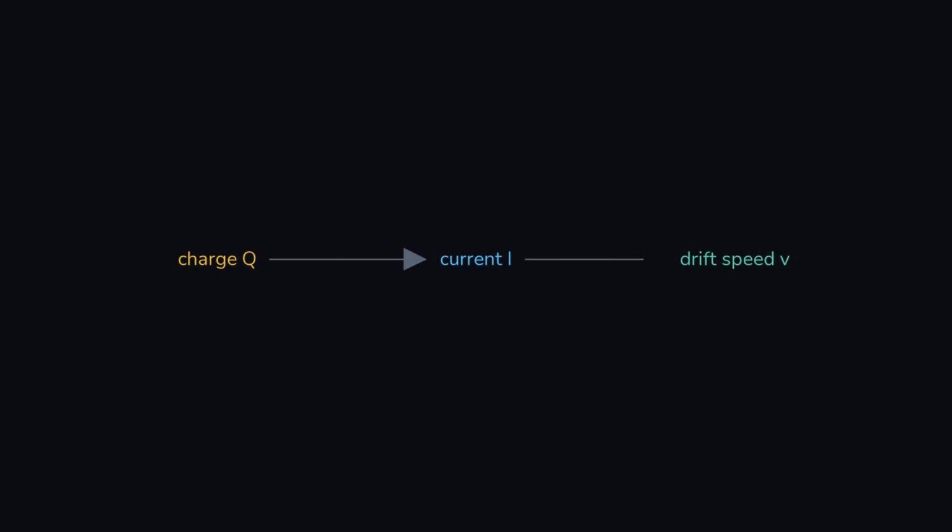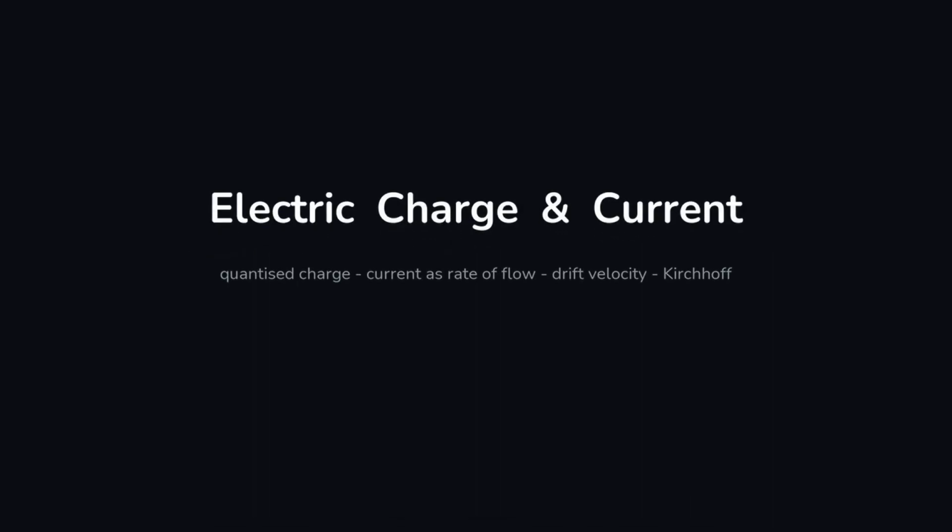To explain it, we need three ideas working together: charge that comes in fixed lumps, current that measures how fast those lumps flow, and a single equation that ties the flow to the speed of the electrons themselves. Master these, and every electricity question opens up.